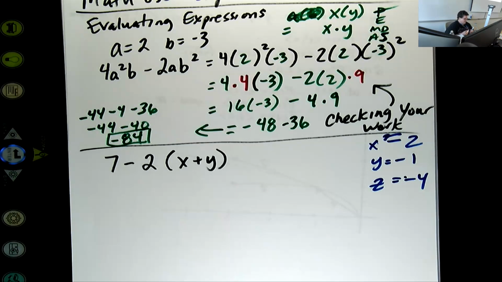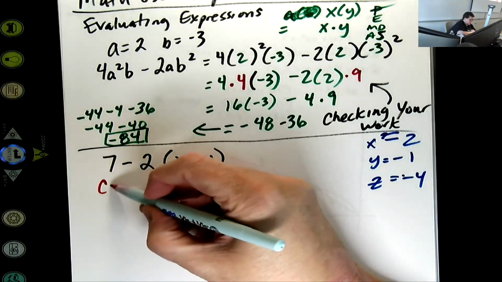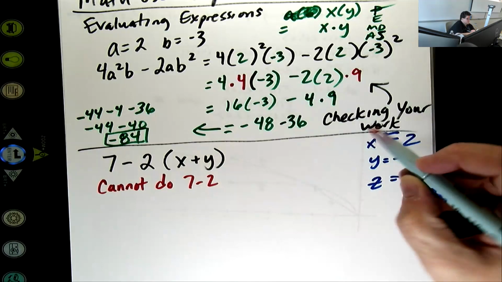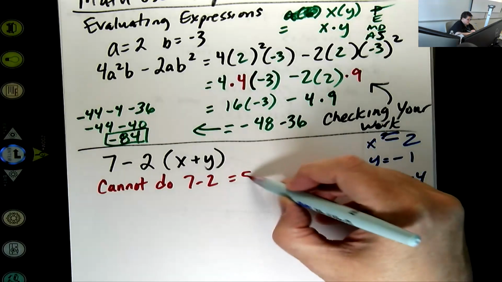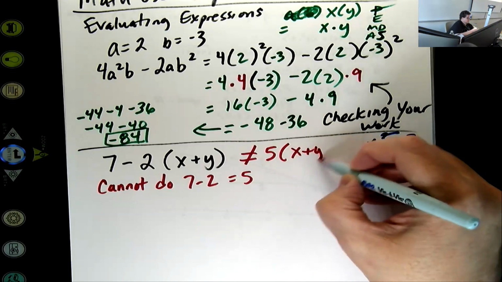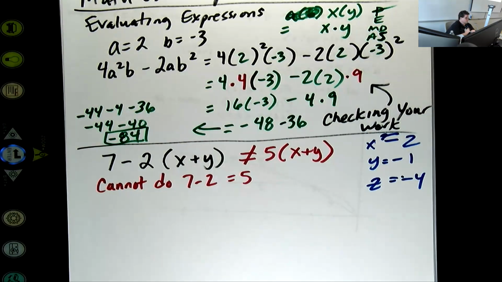I want to make it very, very clear right now, we cannot do 7 minus 2 first, which equals 5. This does not equal 5 times x plus y. And I will show you why when we work it out by plugging in the values, how it's different.